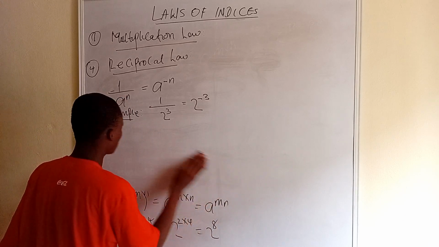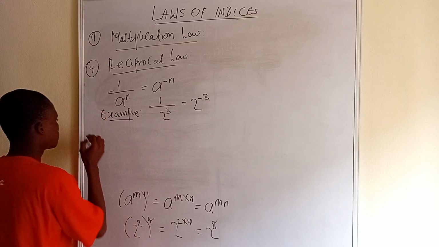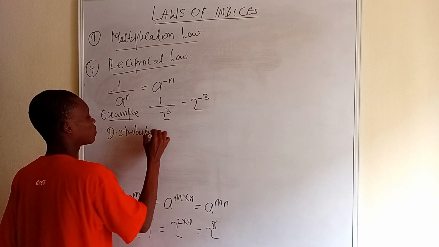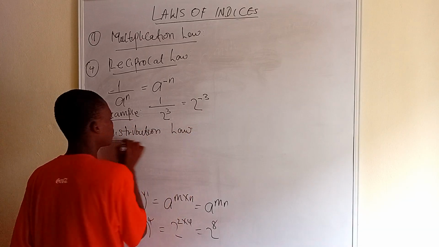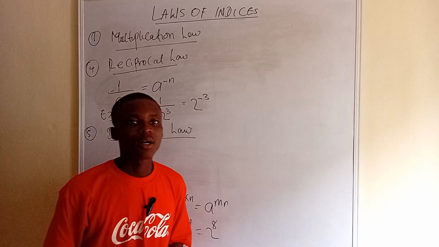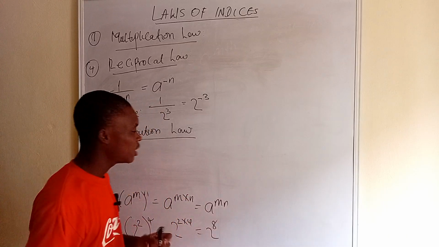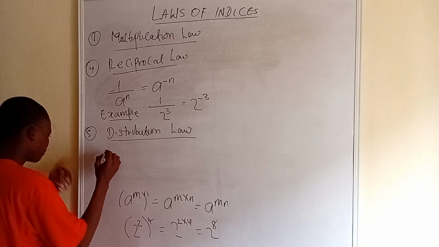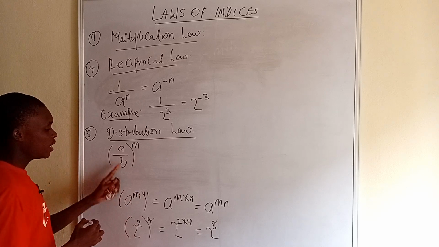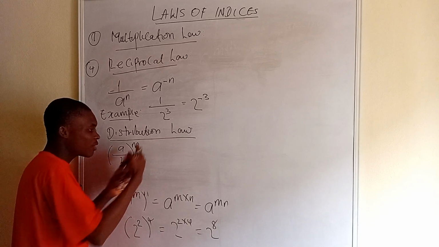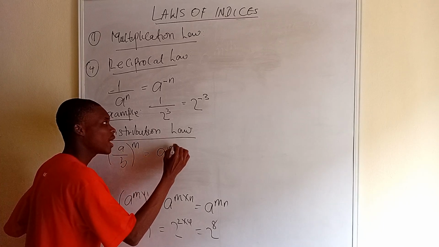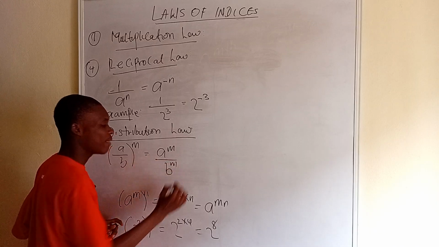We have the next one, the distribution law. So this is law 5. What does the distribution law state? The distribution law states that different factors in brackets raised to a certain power, the power is distributed over the factors in the brackets. So clearly, if we have a over b raised to the power of m, from here we have a to power m all over b to power m.